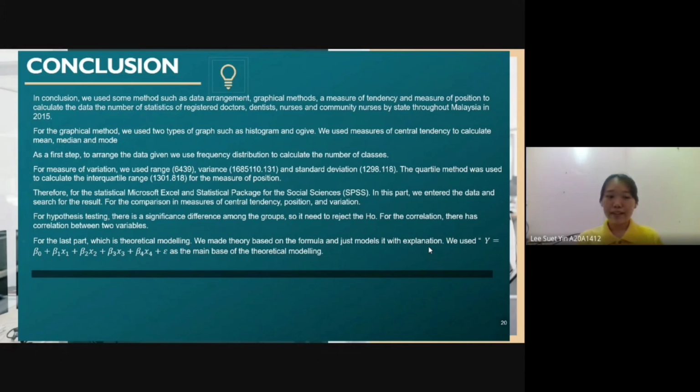For the hypothesis testing, there is a significant difference among the groups, so it needs to reject the null. For the correlation, there is correlation between two variables. And for the last part, which is theoretical modeling, we make theory based on the formula and just model it with explanation. And we use multiple linear regression in the theoretical modeling. So that's all. Thank you for watching this video.